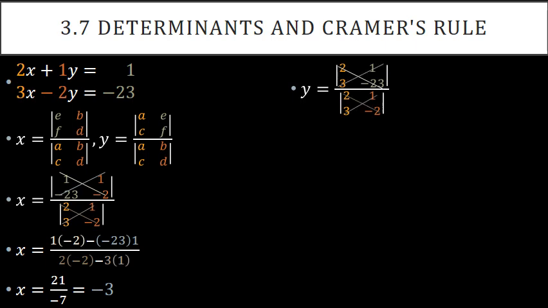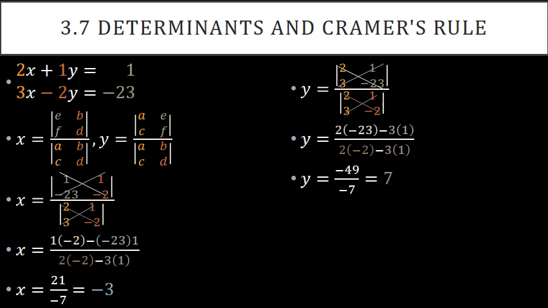Downward diagonals minus upward diagonals to get your determinants. The 2 times negative 23 minus 3 times 1. On the bottom, 2 times negative 2 minus 3 times 1. Work those out. Top becomes negative 49. The bottom, see, it's negative 7 because it's the same as in the x. Technically, we only had to calculate it the first time. When you divide, you get 7. So our answer is negative 3, 7.